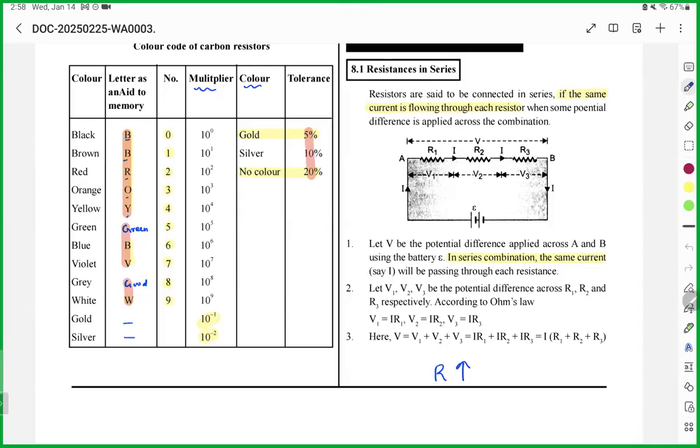So normal series combination and parallel combination, you will not face issue because it's very easy. Key point: if you have multiple resistors in series, current will be the same. That is the important point. Current will be the same in each resistor, but potential will be different.